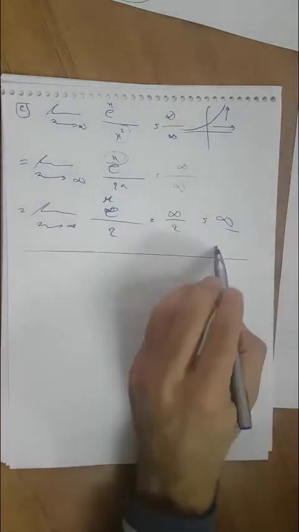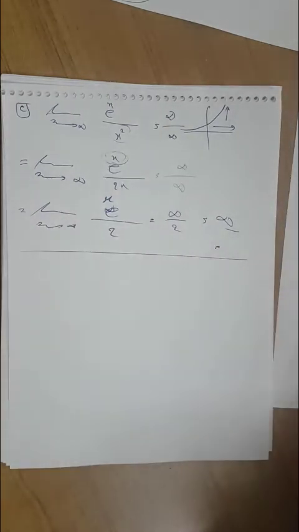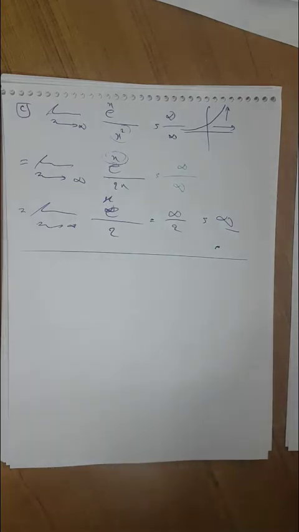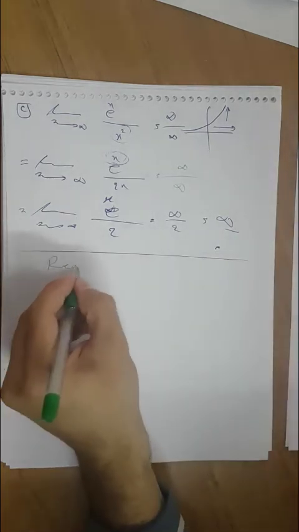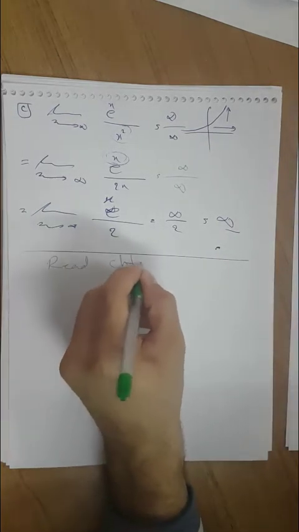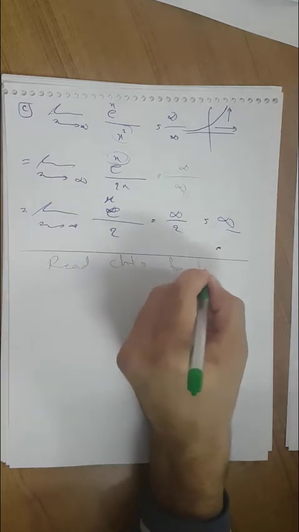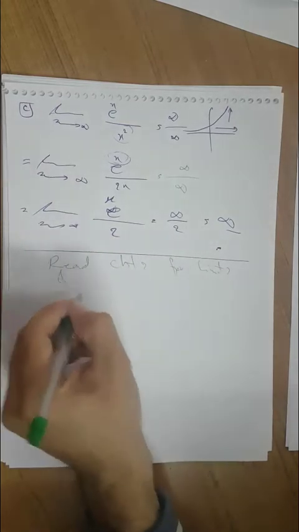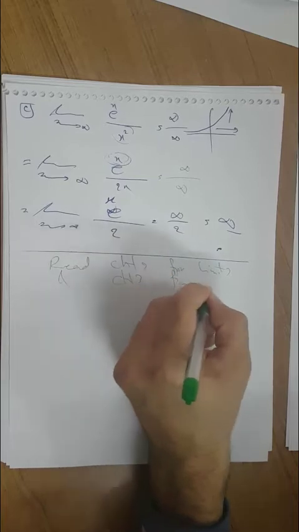So I think I'm going fast because it's easy. We talked about these derivatives in chapter 3. So you need more review of limits in chapter 2 and derivatives in chapter 3. Please do not forget to read chapter 2 for limits and chapter 3 for derivatives.